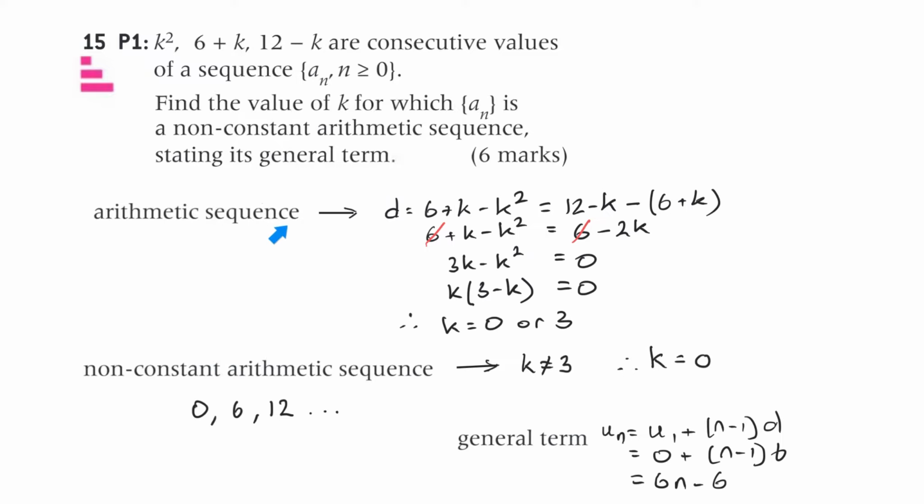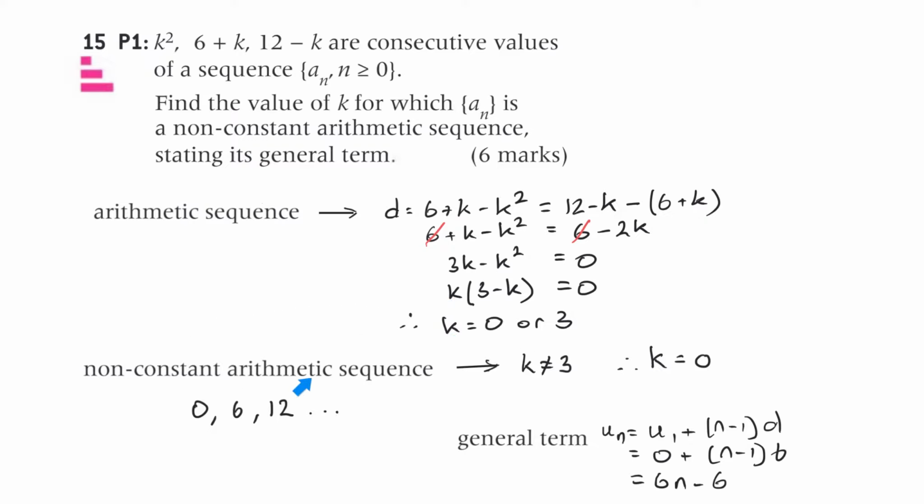Well, they said it was an arithmetic sequence, so the difference must be the same: u2 minus u1 should equal u3 minus u2. So we've done that here. We resolve it down to 3k minus k squared equals 0. Take the k out. We've got 2 solutions with the null factor law: k equals 0 or k equals 3.